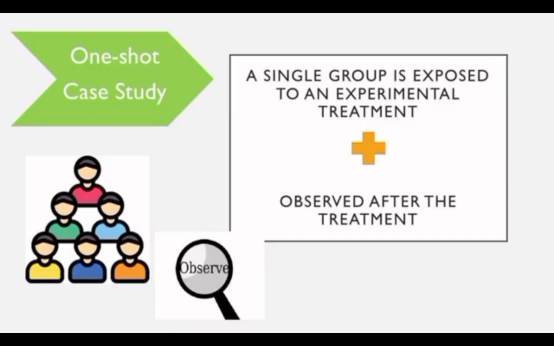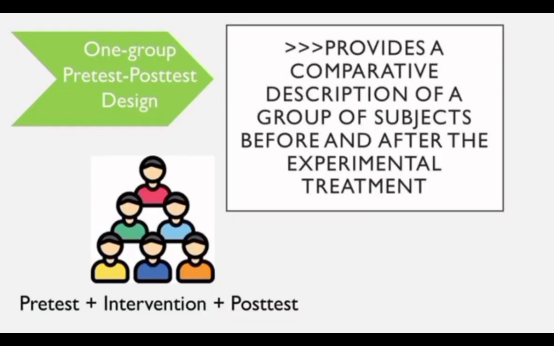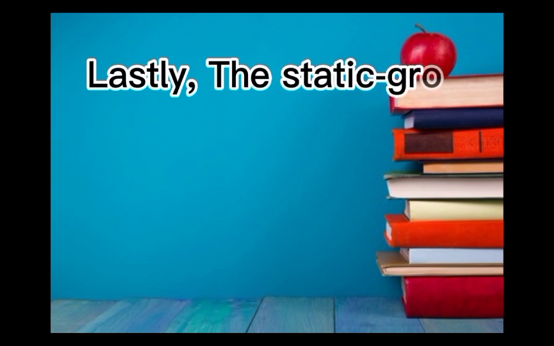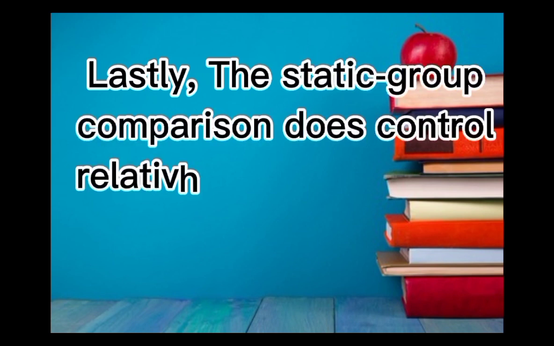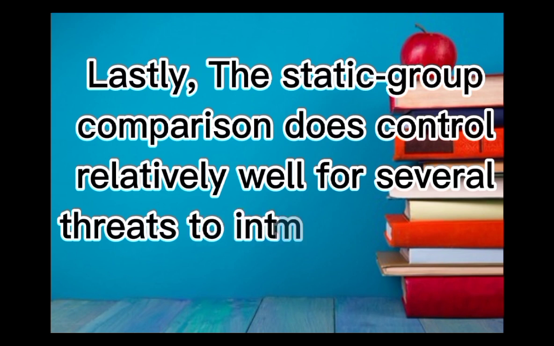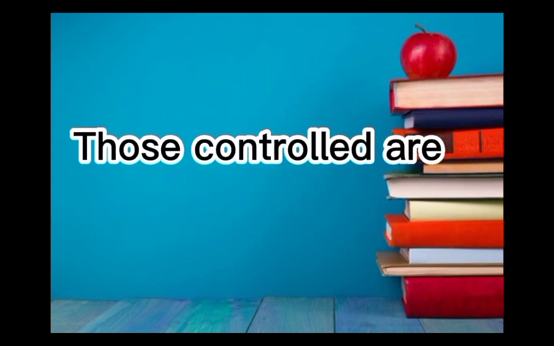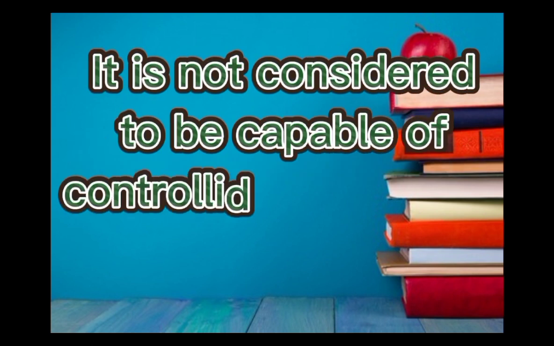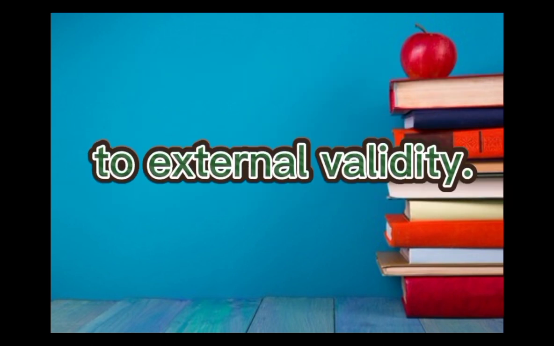Another type is what we call the one-group pretest post-test design. Here, the researcher just provides a comparative description of a group of subjects before and after the experimental treatment. Lastly, the static group comparison does control relatively well for several threats to internal validity. Those controlled are history, testing, instrumentation, regression, and possibly maturation. It is not considered to be capable of controlling the threats to external validity.